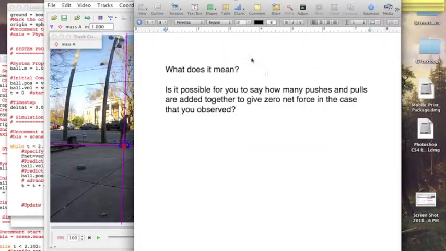So what does this all mean? Is it possible for you to say how many pushes and pulls are added together to give zero net force in the case that you observed? We know that the ground is pushing up with the same force that gravity is pushing down with. Aside from that, we haven't studied angular momentum enough to know what horizontal pushes and pulls are going on with the wheels on the penny board. So this concludes the lab, and I guess in future classes we'll be able to answer those questions.